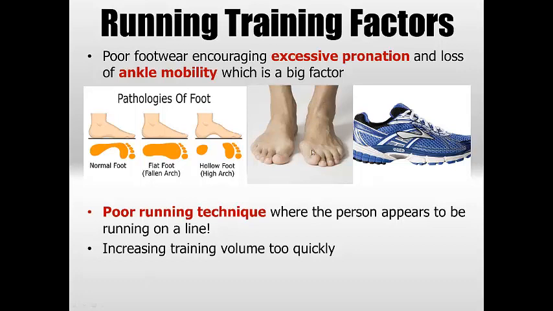You just can't come through the big toe properly. And lastly, poor running technique, and this is where we see people almost running along a line, like on a tightrope. The last thing would be training volume, so progressing too quickly through distance, especially distance runners really ramping up their distances too fast.